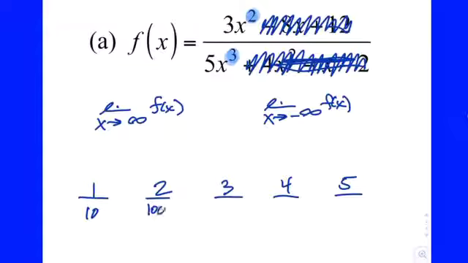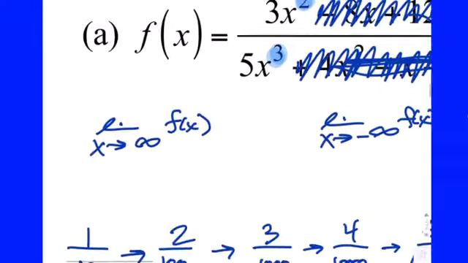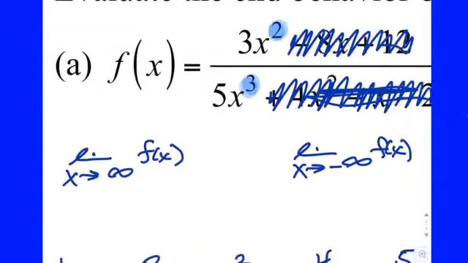So like 10, 100, 1,000. You get the idea. 10,000, so on and so forth. 1 million. What's happening to those ratios? They're getting smaller and smaller and smaller, approaching what? 0. Yeah. So remember, anytime the denominator grows faster than the numerator, by any amount, the ratios are going to get smaller and smaller, and they're going to approach 0.